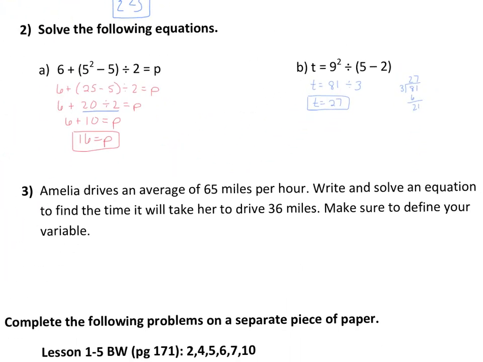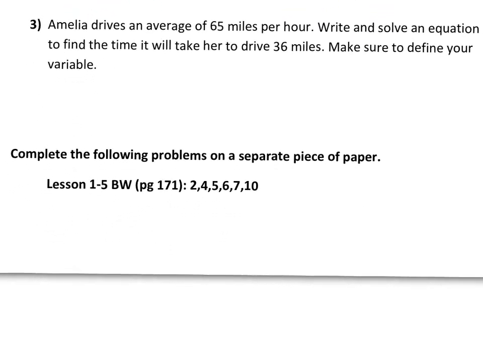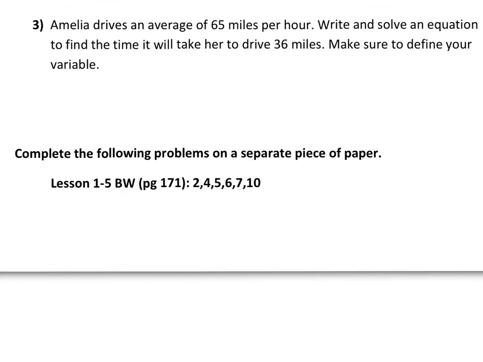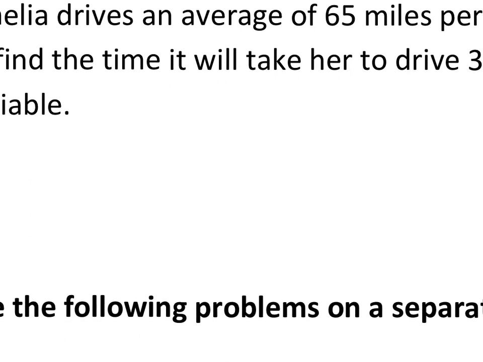Okay. All right, and my last problem here is a word problem. Okay, it says Amelia drives on average 65 miles per hour. Write and solve an equation. So now I need to have an equal sign. To find the time it will take her to drive 36 miles. Make sure to define your variable. So your little hint on this one would be that we are going to use the formula D equals RT. So distance equals rate times time.